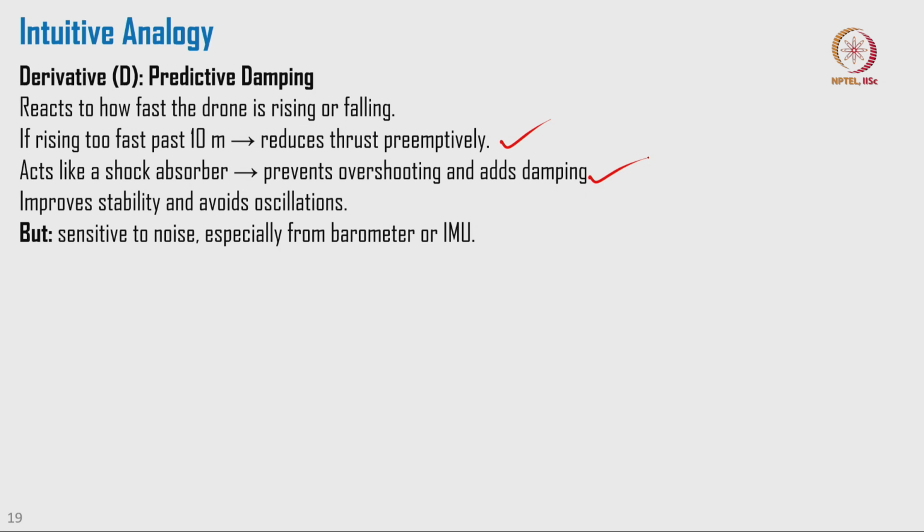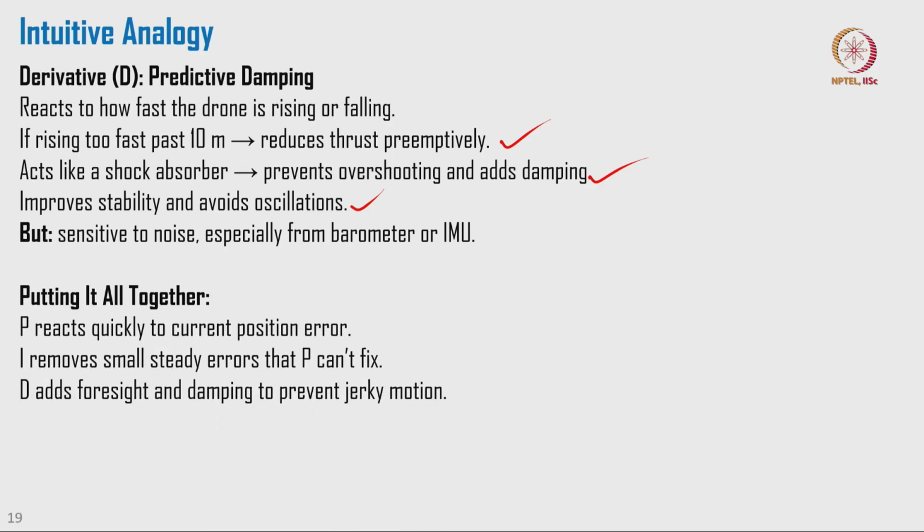You know that when damping is added, the oscillatory nature of the system will come down. So, the drone oscillates less when we have a properly tuned derivative controller. So, it improves stability and avoids oscillations. But the problem is that it is sensitive to noise, especially from sensors like barometer or IMU.